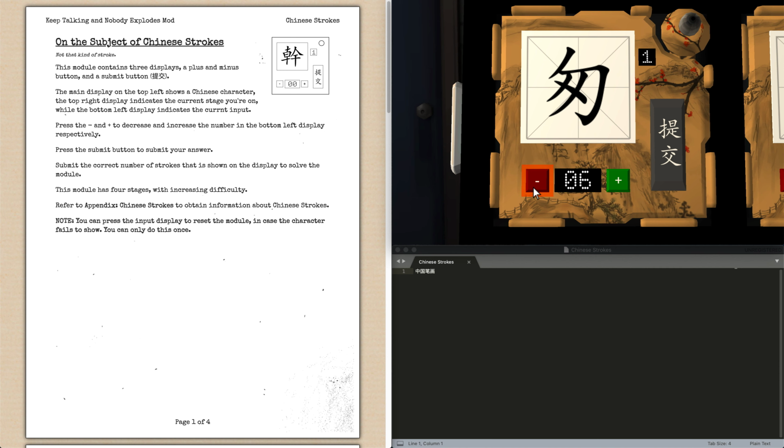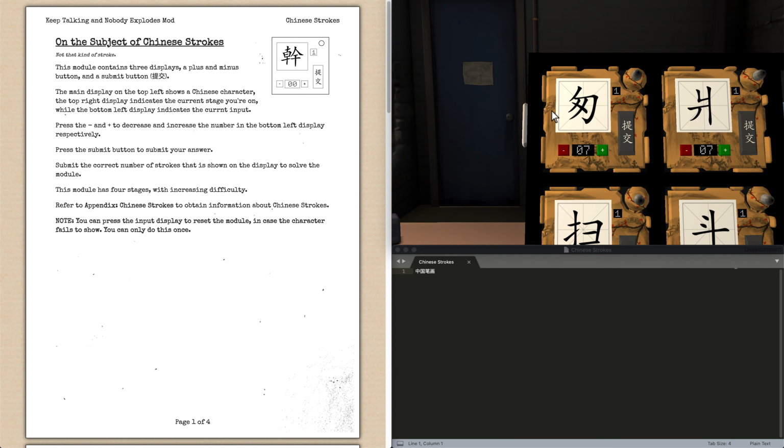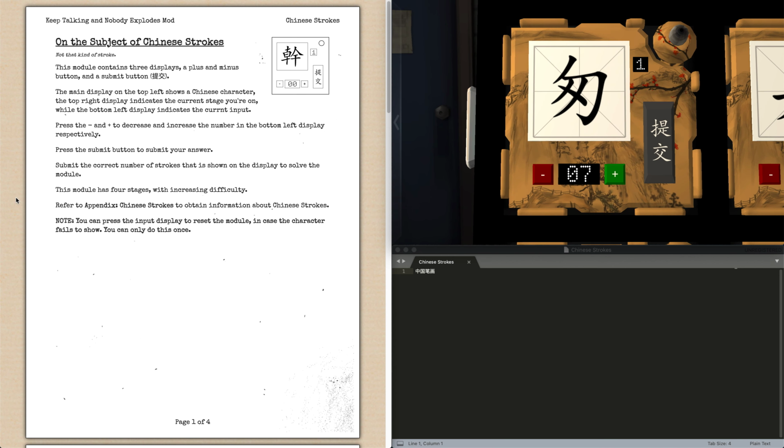So we have a plus minus display that when pressed will give the Chinese number for what's currently on the screen. This is the submit button for each stage here. And the last thing it's noting is you can press the input display to reset the module in case you get a character that doesn't show up for whatever reason. But you can only do it once, so you can't game the system by resetting over and over again if you get a really complex character you don't understand.